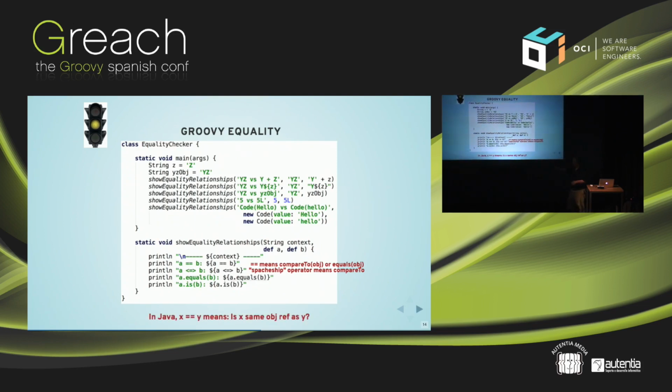Now in Java, x equals y means is x the same object reference as y? So we don't use that a lot in Java, but there are certain edge cases where you're maybe doing something where you're comparing object references a lot. If you bring that code over to Groovy, remember you're not going to be comparing object references now. You're going to be comparing the actual compareTo or equals result.